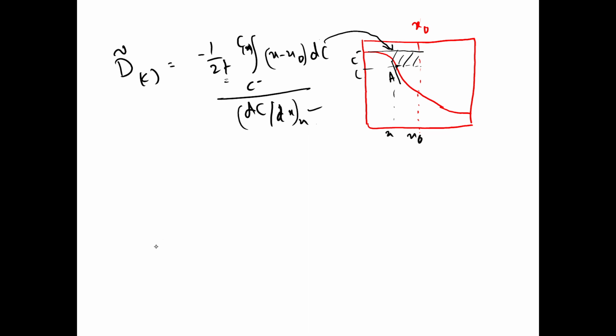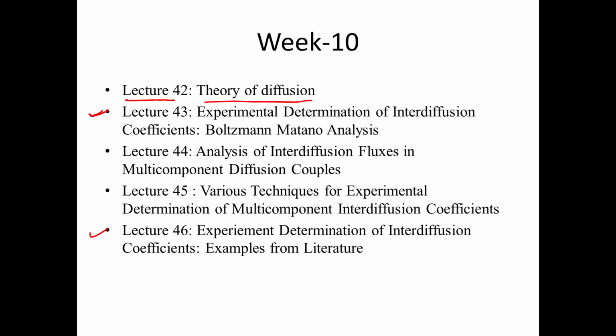This is all about the binary system. If you want to determine the interdiffusion coefficients for multi-component systems, for example, if you have more than two elements on both sides, how will we determine them? That is explained in this lecture, lecture 44.